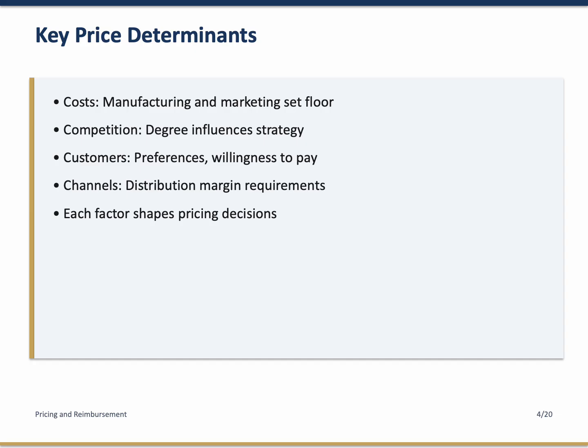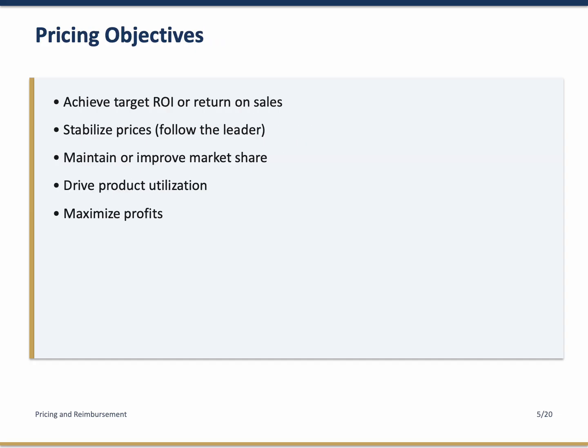Channels of distribution and their margin requirements also influence pricing. Different pricing levels affect decisions including AWP, manufacturer price, and pharmacy price to patients. Companies may pursue various pricing objectives depending on their strategic situation. Achieving target return on investment or return on sales provides financial discipline to pricing decisions.